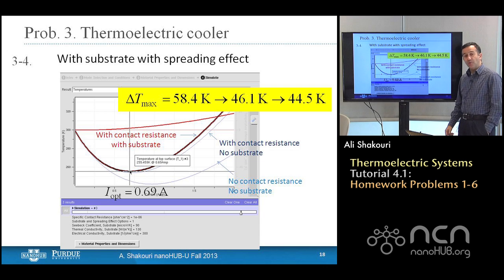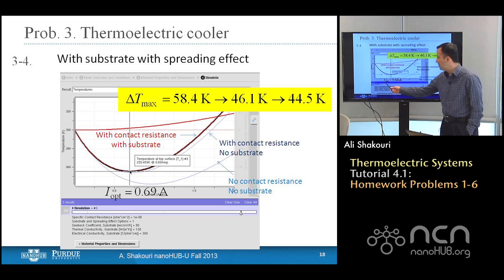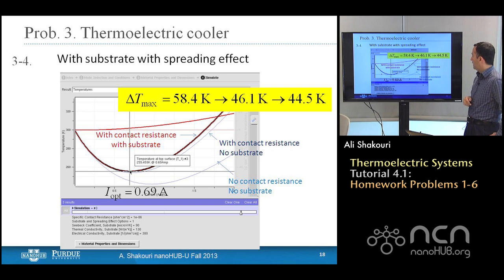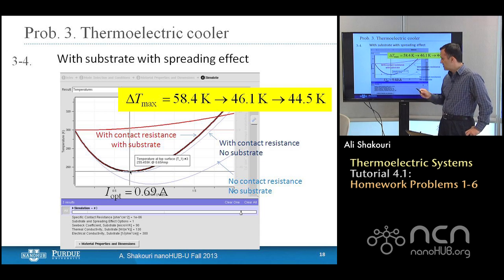What happens if now you add a substrate? So again, now you have 3 simulations, you go back and you add a substrate with realistic property numbers. The cooling is reduced a little bit. 58.4 became 46.1 with the addition of contact resistance, but 46.1 only becomes 44.5. Only a little change, about 1.5 degree reduction. Why? Because the substrate, you can see the effect, is not a big impact.